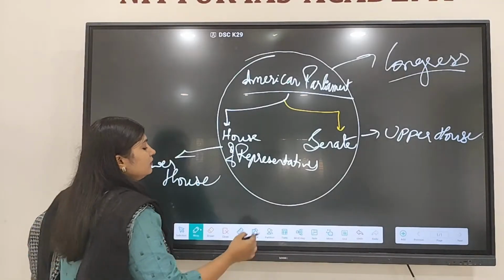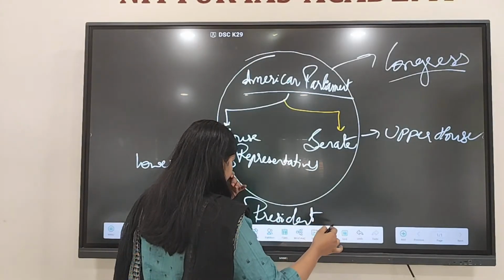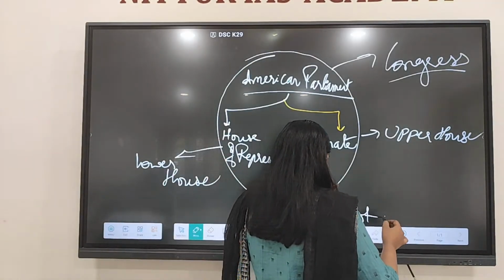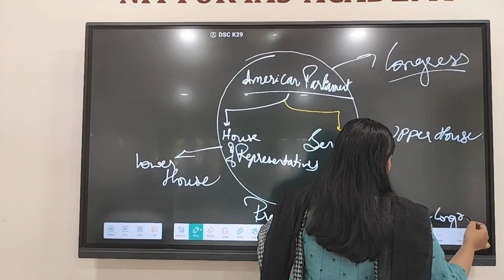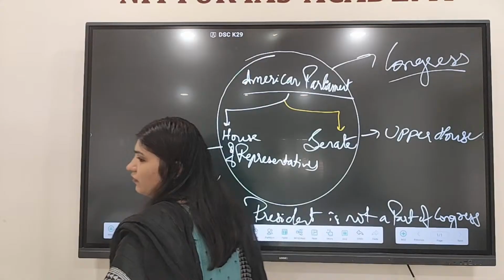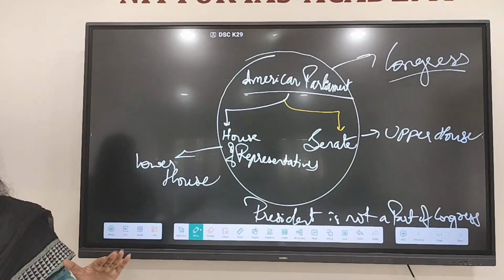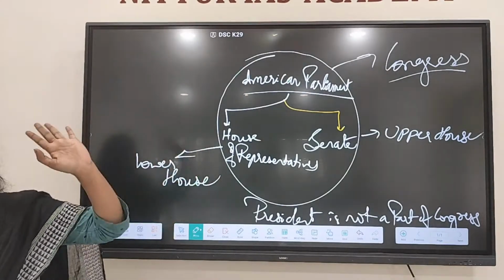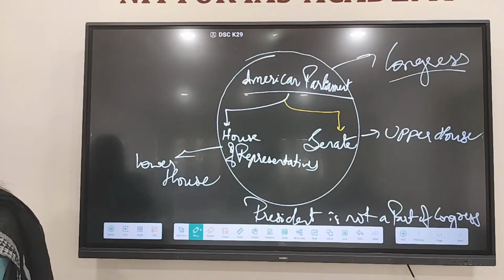Here, the president is not part of Congress. In India, the president is an integral part of Parliament. But the American president is not a part of Congress, that is the American Parliament. Write down everything.